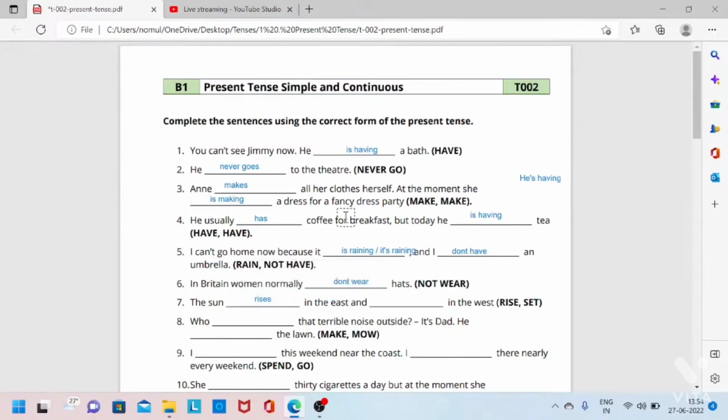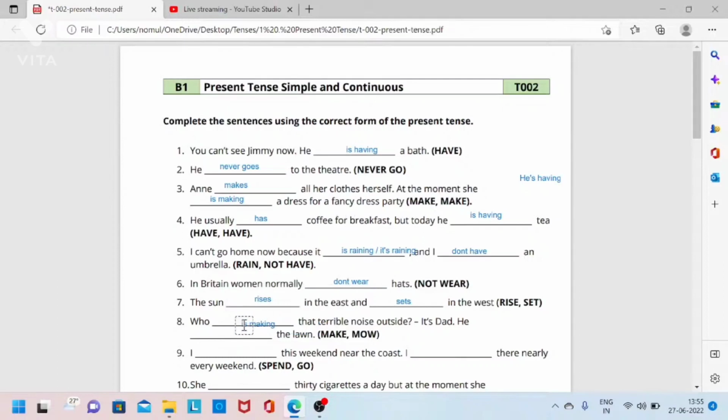In the east and in the west. Sets. Sets. Okay. And eighth one. Who is making the terrible noise outside? It's Dad. He is mowing the lawn. So who is making? Is making. Who is making?